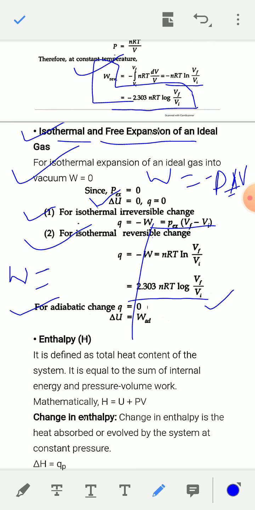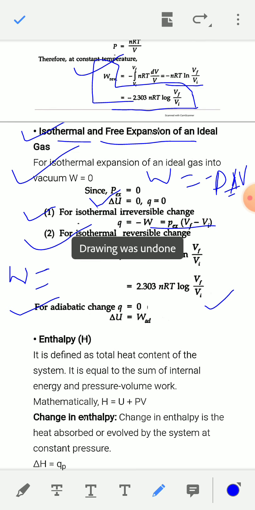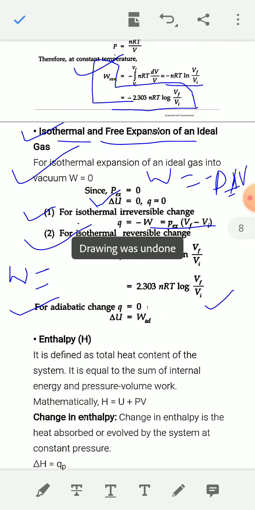In the next video, I'll discuss enthalpy, internal energy, entropy and free energy.